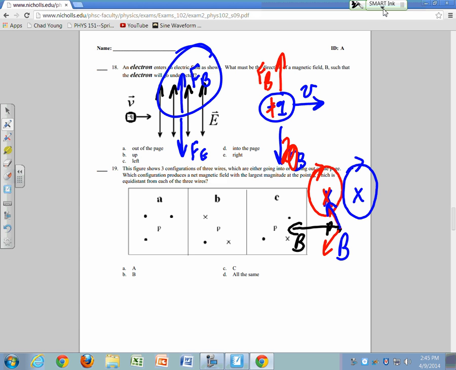There's a combination one. Out of the page here. Out of the page due to this one, too. You can see the current's in an opposite direction. So out here, it would be out of the page.